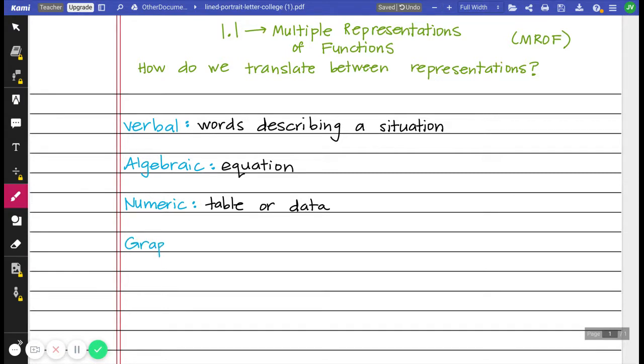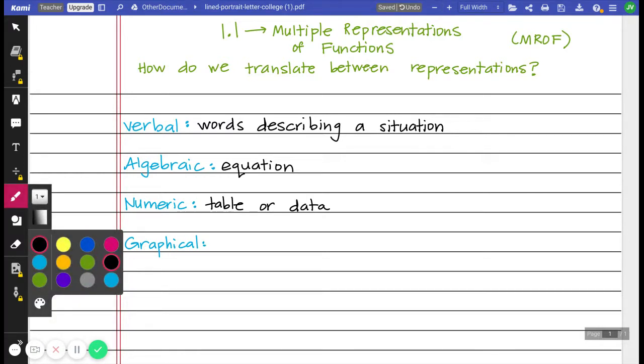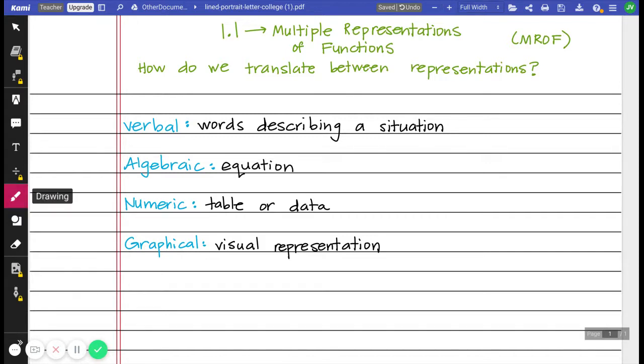The final version is our graphical model. Our graphical model is a graph, but specifically we're going to call it a visual representation. In some cases that will be a graph, right? But in other cases, if we were talking about something with statistics, we might have graphical being a pie chart, or we might have it being a histogram or something. So somehow it's a visual representation of what's going on. So those are our big models.